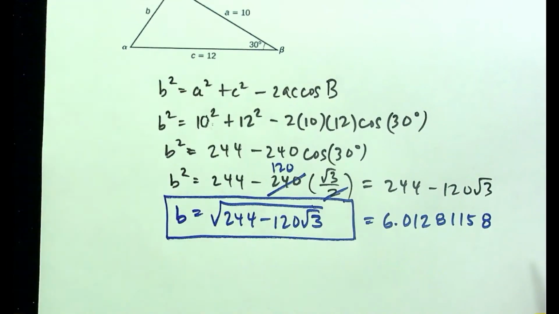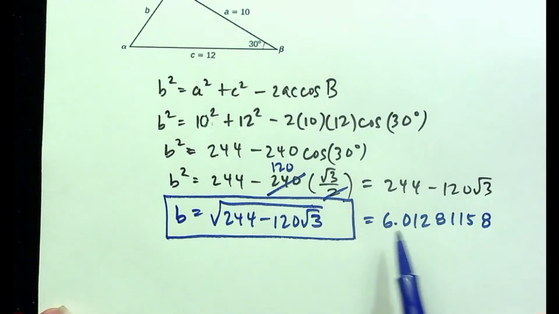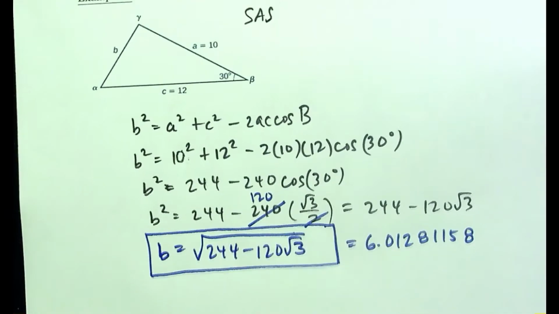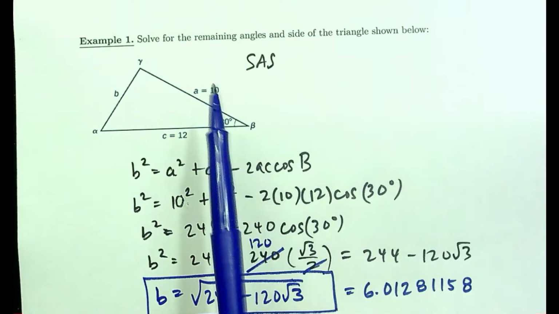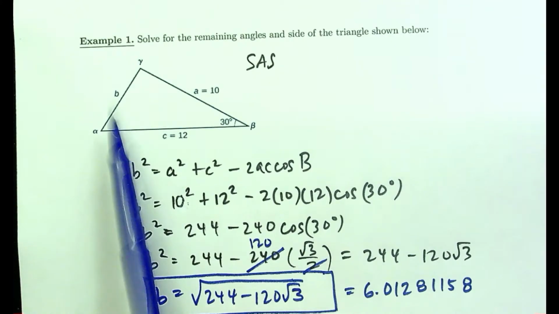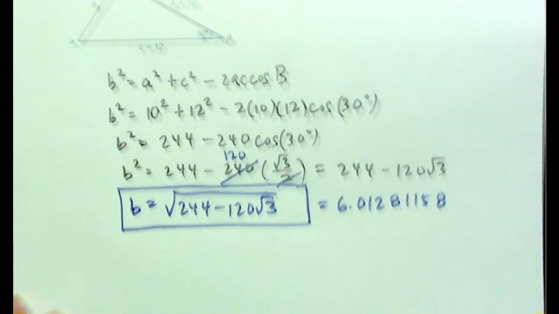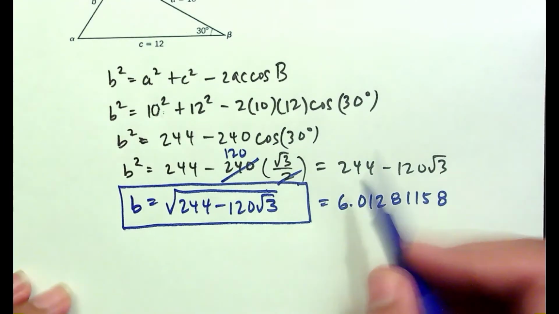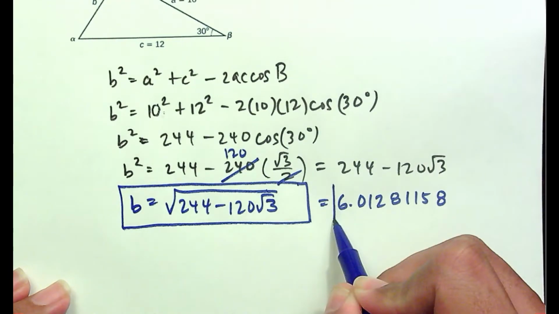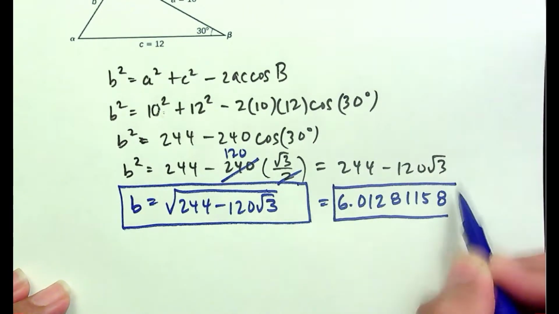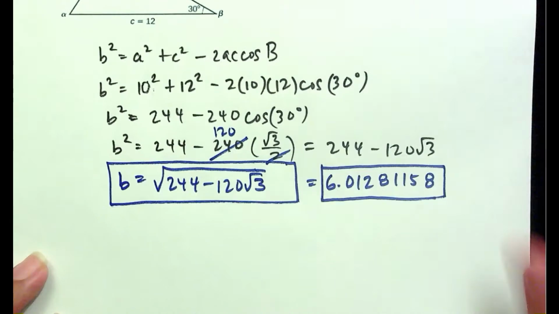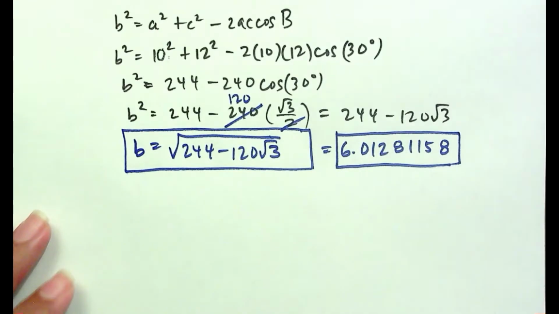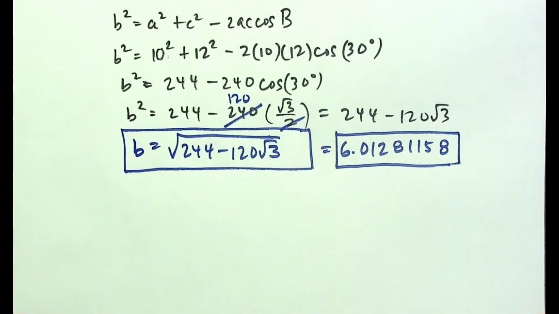We're not done with the problem. We're done with finding b, but we're not done with the problem. The problem says find everything, and we still haven't found that angle or that angle, so we're not done with the problem. So that means I'm not going to round just yet. I'm only going to round when I'm about to enter the answer in the online homework system. Okay, so just copy that there and do not round. And the reason we're not going to do that is because we might need this number.